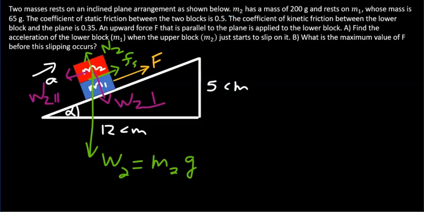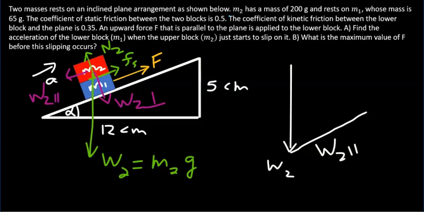So let's express W2 parallel and W2 perpendicular in terms of W2. W2 is the hypotenuse of that force triangle, so that is W2. W2 parallel is parallel to the plane, so that is W2 parallel, and that is W2 perpendicular, which is that component. So that is the corrected diagram. And the angle between the two components is 90 degrees as expected.